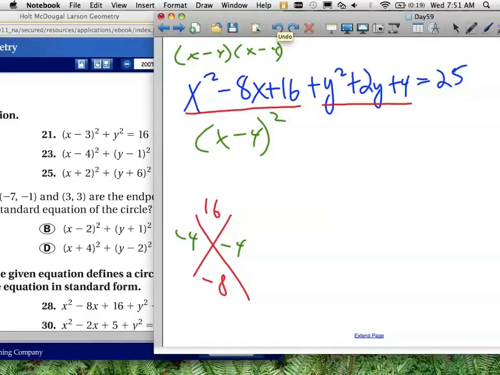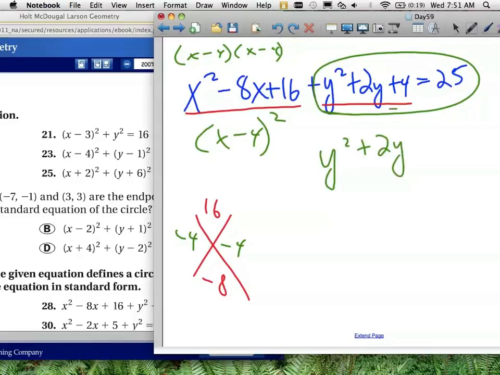Now, this does not work. If you said 2 and 2, what's 2 plus 2? 4. But it's a 2 there. So, what I explained was this. Take this part here. Don't worry about this, you're already done with this. I'm going to rewrite this. y squared plus 2y. I'm going to subtract 4 from both sides. I get 21. Let me explain.